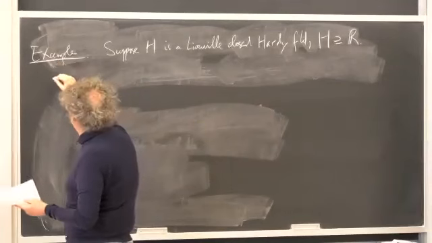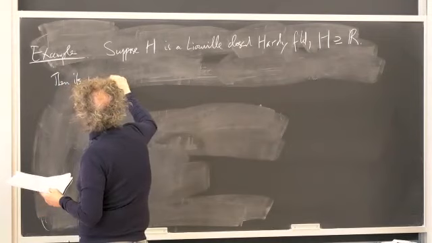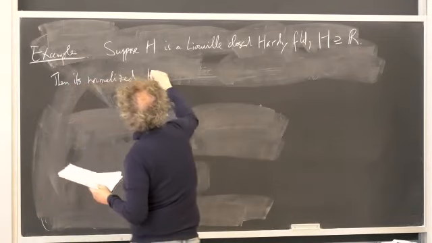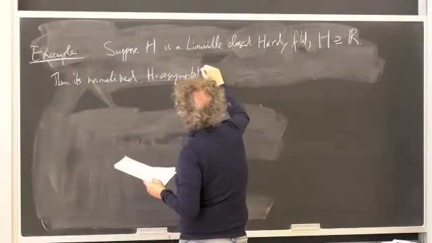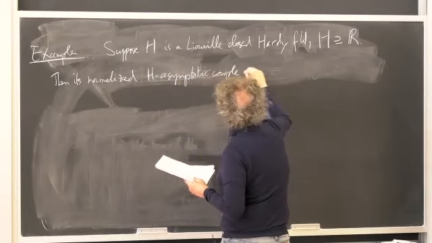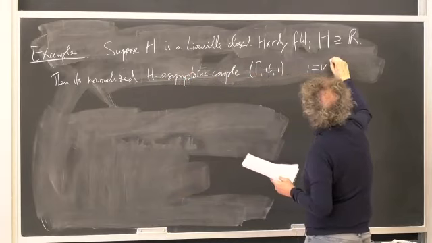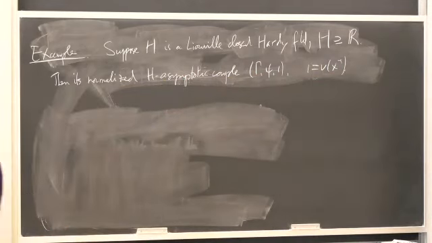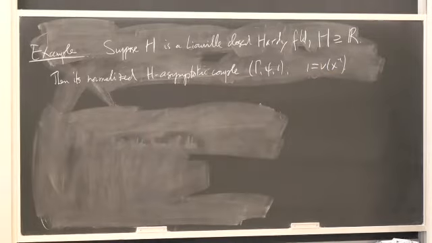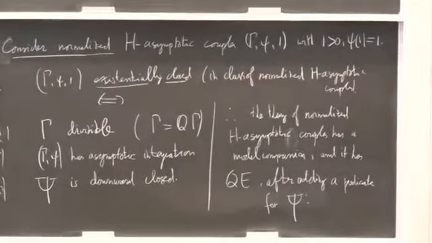Okay, then it's a normalized H asymptotic couple, gamma psi 1, where 1 is now the valuation of 1 over x. I wanted to say closed because it's existentially closed.